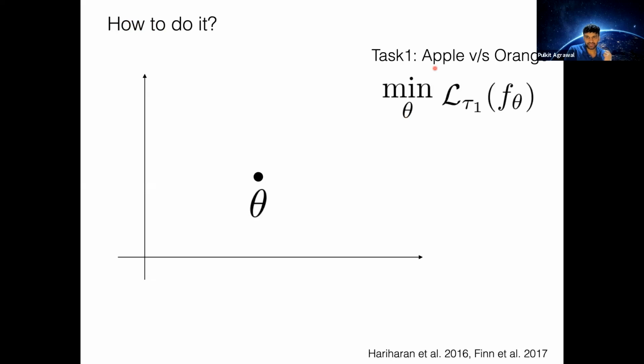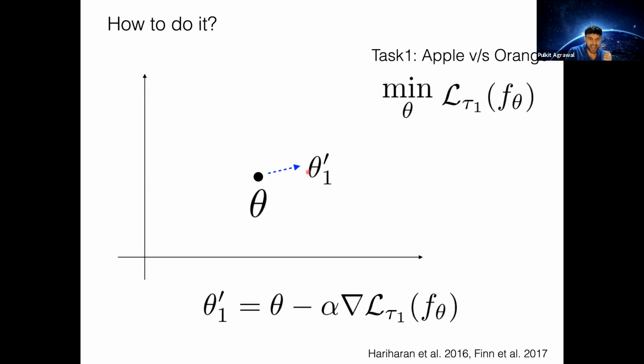So how do we go about doing it? Suppose I have this first task, which is apples versus oranges. Now I have my loss function for this task. And suppose I already have this pre-trained network f of theta. Then what we do is we adapt the parameters theta using SGD, and we get to theta 1 prime. How do we get to theta 1 prime? By taking the gradient with respect to my loss function and doing the gradient update rule.